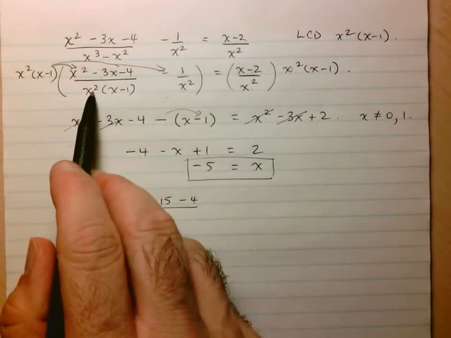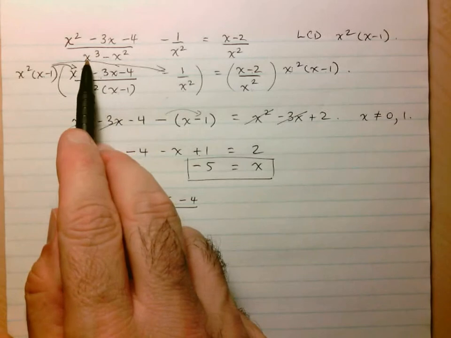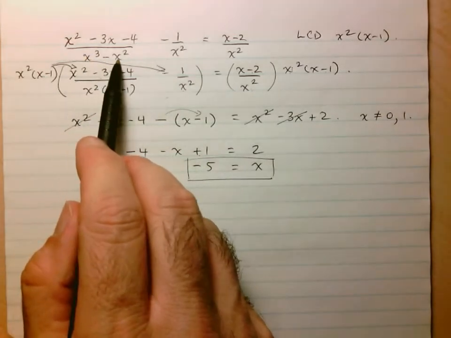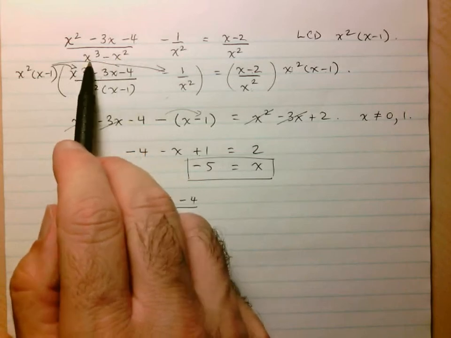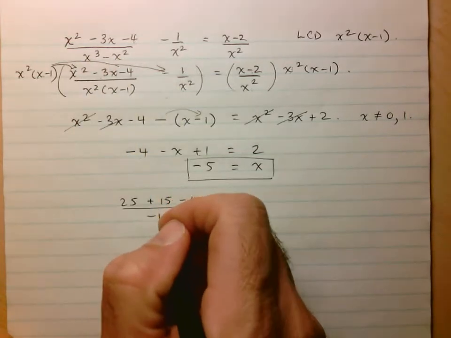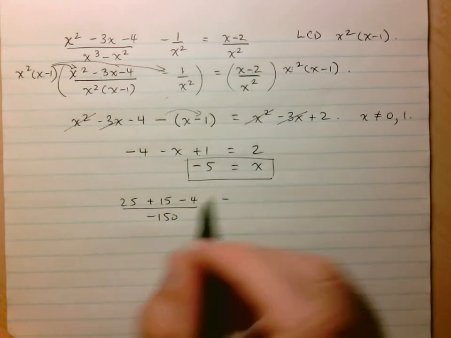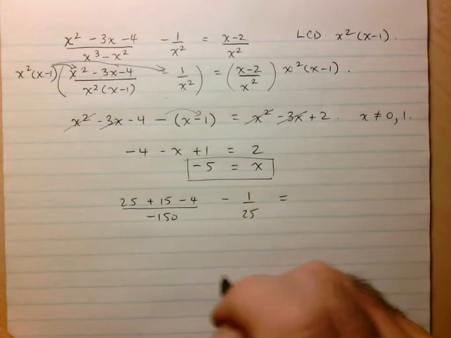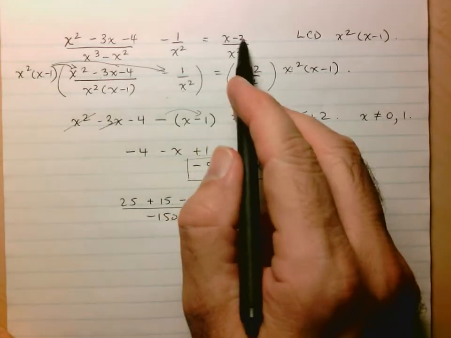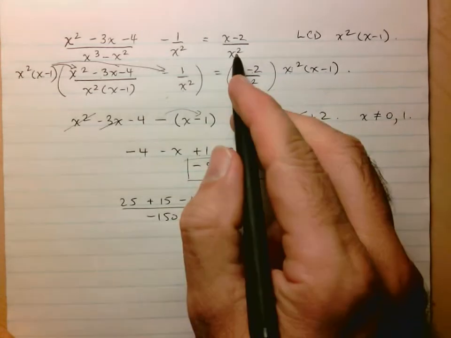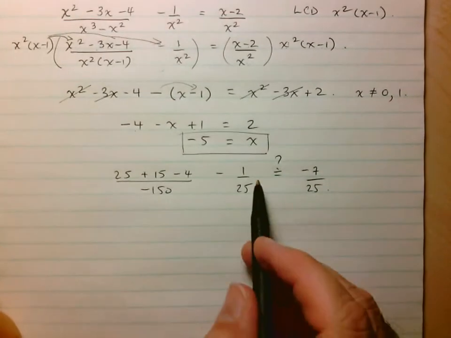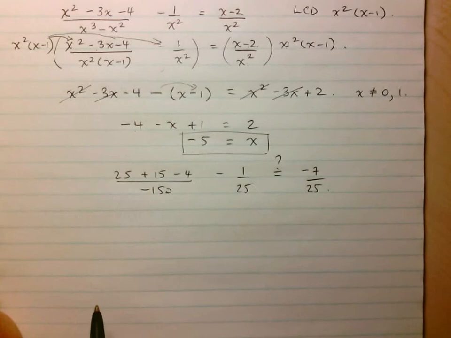Let me stick it into here instead. Negative 5 cubed is negative 125 minus negative 5 squared, so 25. So negative 125 minus 25, negative 150. And here minus 1 over 5 squared, so 1 over 25. On the right-hand side we've got negative 5 minus 2, negative 7 over negative 5 squared, which is 25. We should put a question mark, because we still don't know yet that they are equal. Now let's simplify this left-hand side.